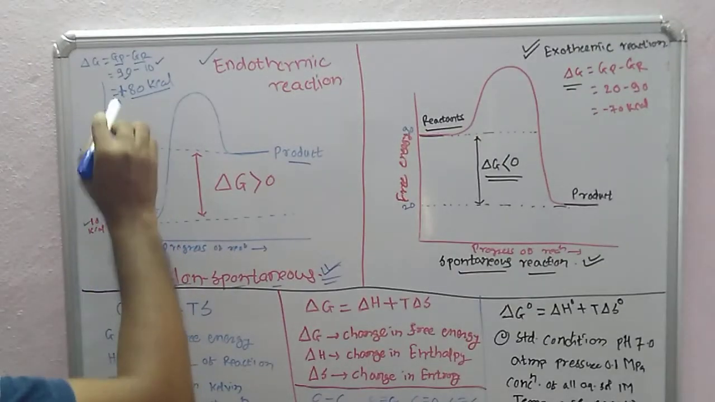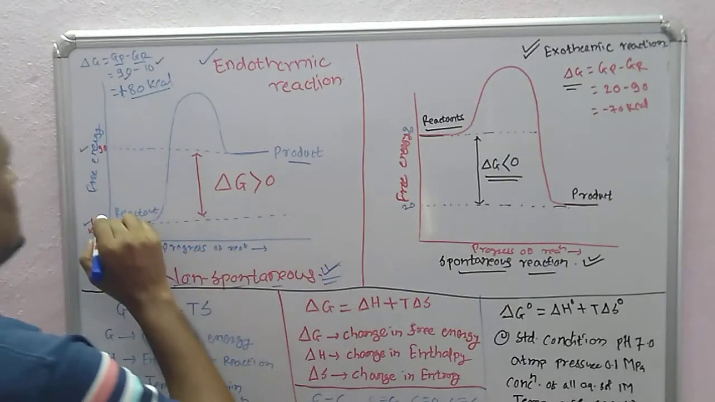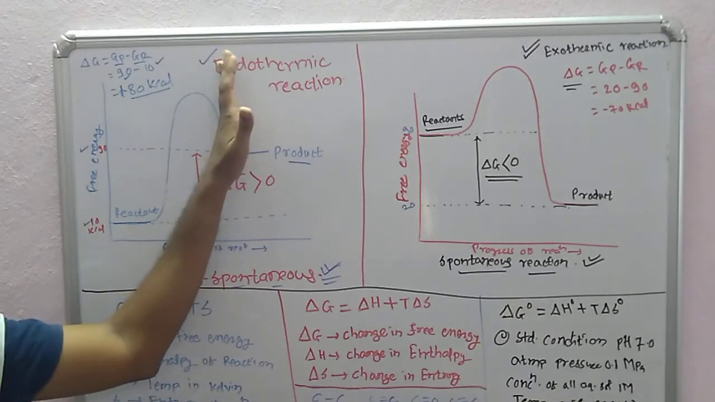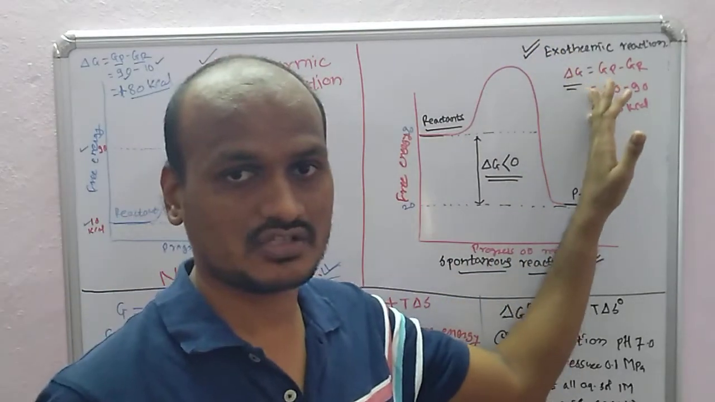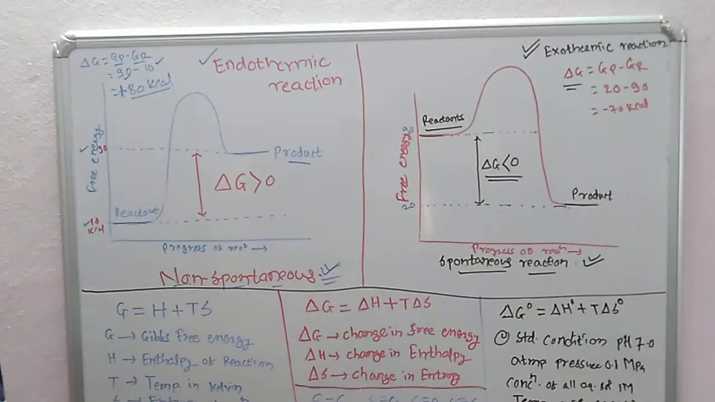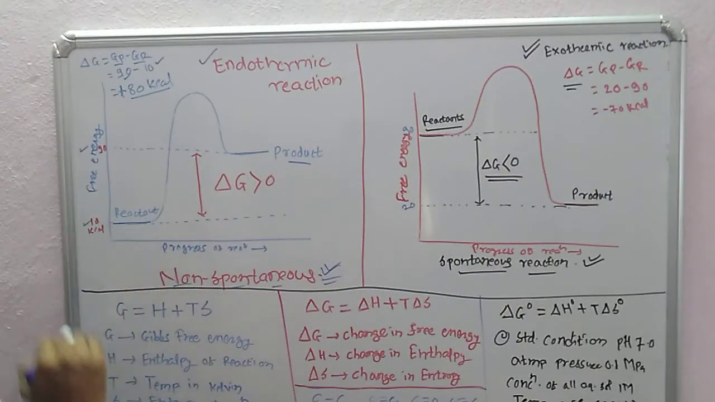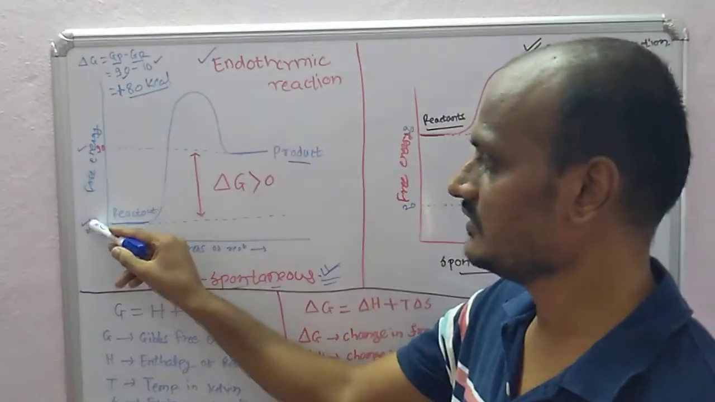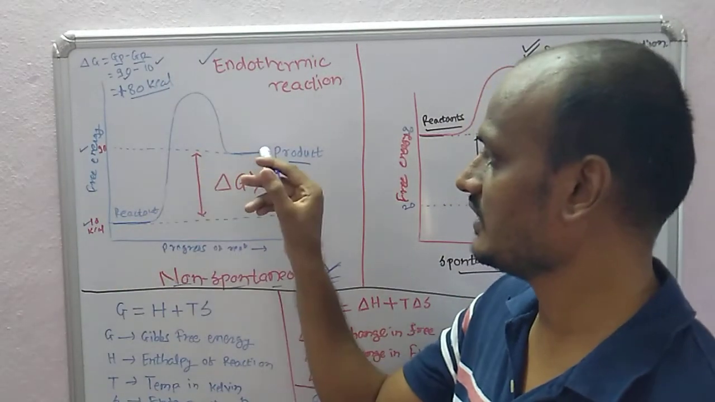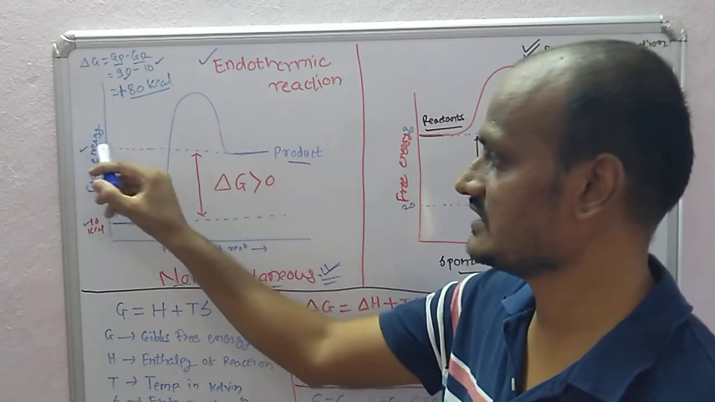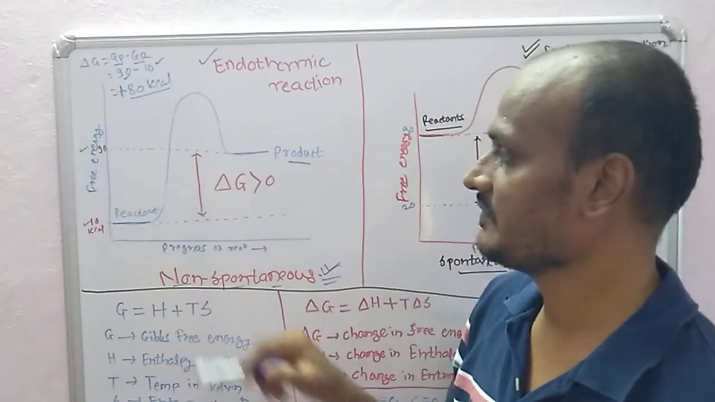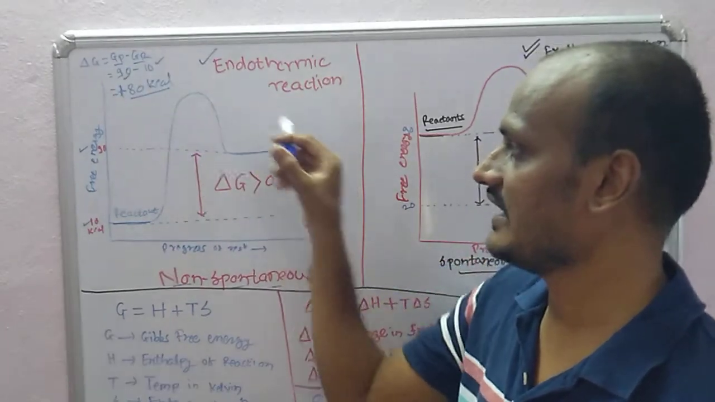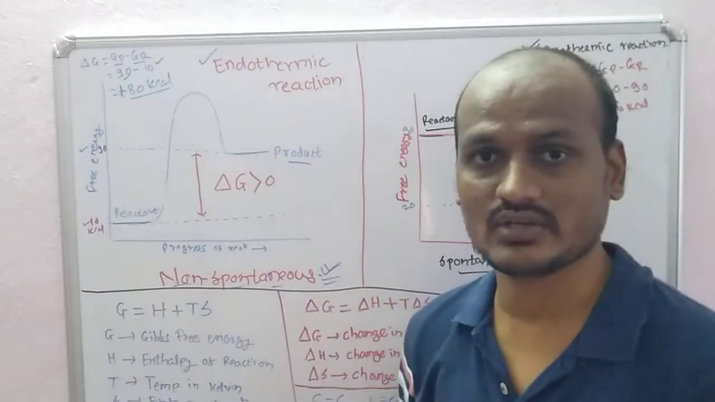Okay, so this axis is the progress of the reaction, and this one is the free energy change. We have the endothermic reaction on the left side and the exothermic reaction on the right side. Here, the reactants have a free energy of 10 kilocalories, and the product has a higher free energy, 90 kilocalories. If you calculate the difference between product and reactants, 90 minus 10, it is plus 80 kilocalories.